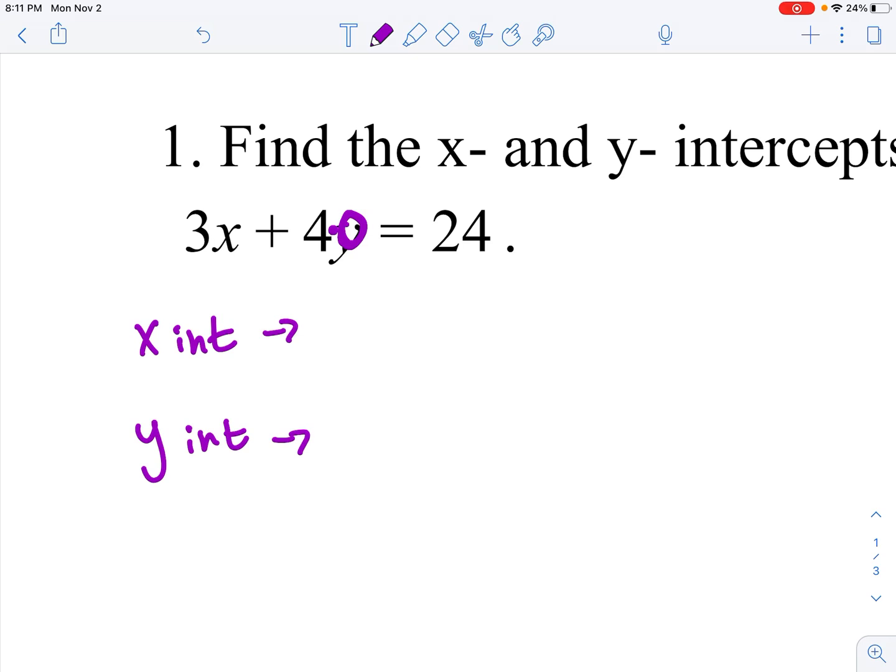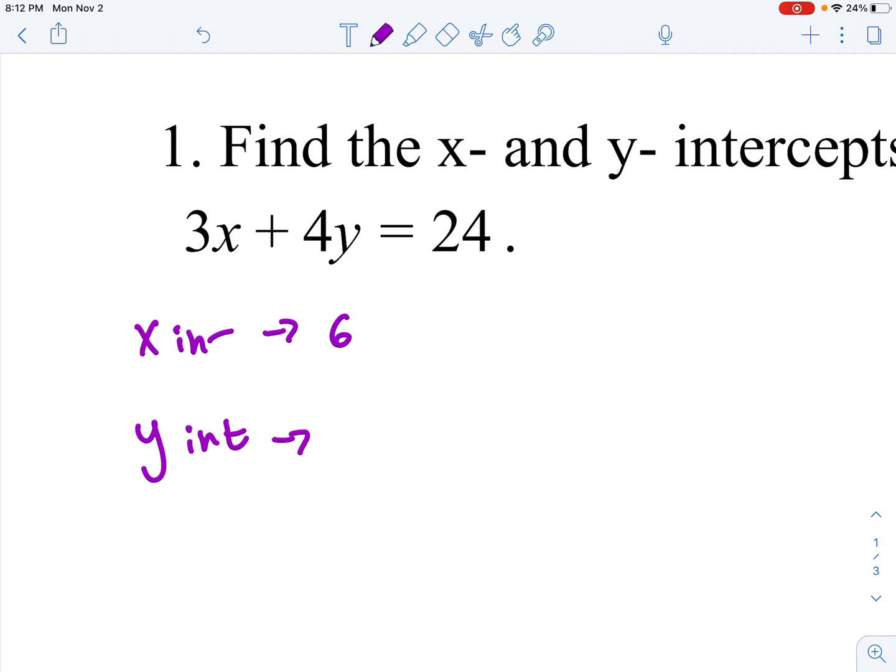Now, what do we have? If this is a multiplication problem, 4 times 0 cancels out. So really, that's gone, which means the plus sign is also gone. And we're just left with 3x equals 24. Well, that's pretty simple to figure out. All we have to do is divide both sides by 3, and we're going to get 6.